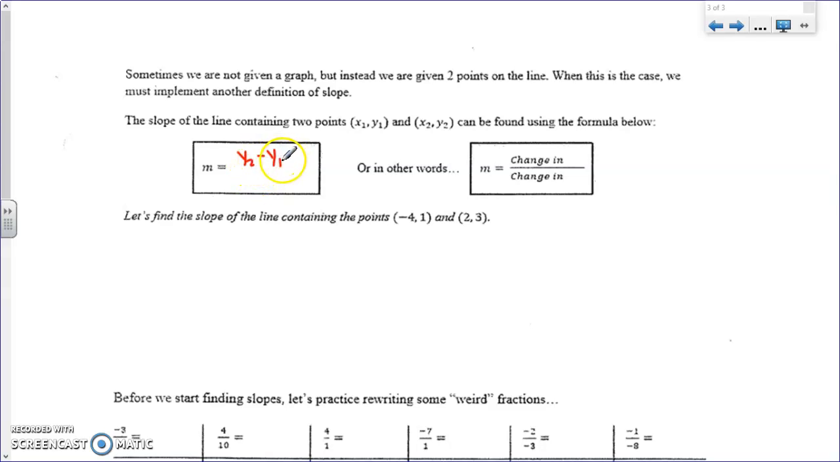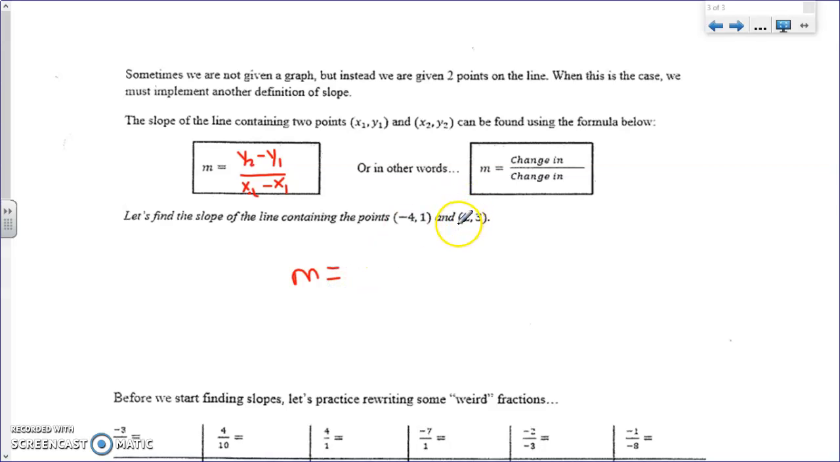Those 2s and 1s are just subscripts, little numbers to say they're different x's or different y's. It's just saying you're not using the same number. And then on the bottom, if I started with y2, I have to use x2 minus x1. If I start with the second ordered pair to find the rise, for the run I have to use that same ordered pair. If I start with the first, then I have to start with the first on the bottom. Does everybody understand that?